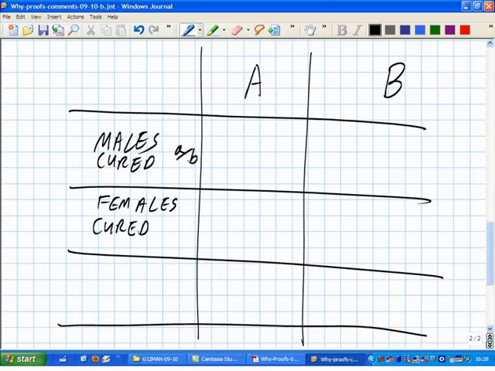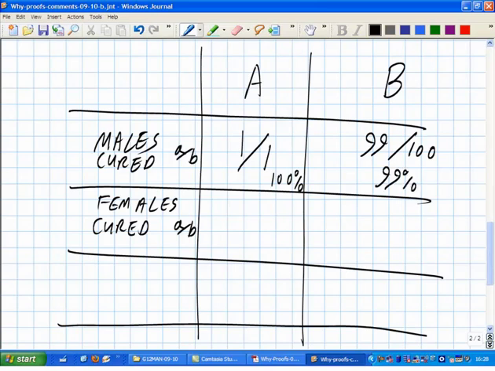In the form of A over B, I think you're going to give it to me. Okay, so you've got 1 out of 1, is that right, for hospital A? Yeah. For males, okay. So 1 male patient turned up and got cured, that's 100%. Hospital B? 99 out of 100, okay. We've got 99%.